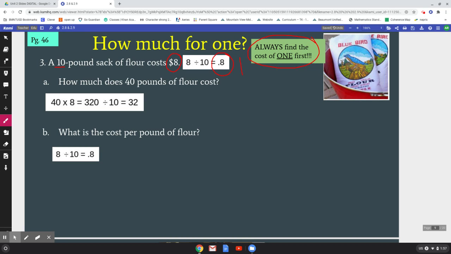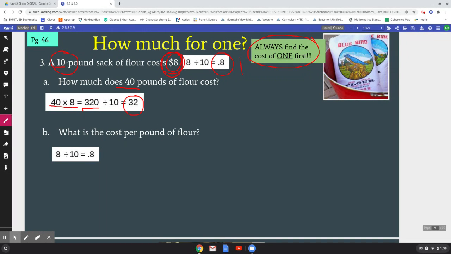Okay, so A says, how much does 40 pounds of flour cost? Okay, so now we're going to do 40 times 8, because it's $8. That's where I got the 8, and I got 320. Now I'm going to divide that because it comes in 10-pound increments or 10-pound sacks. So my answer is 32.